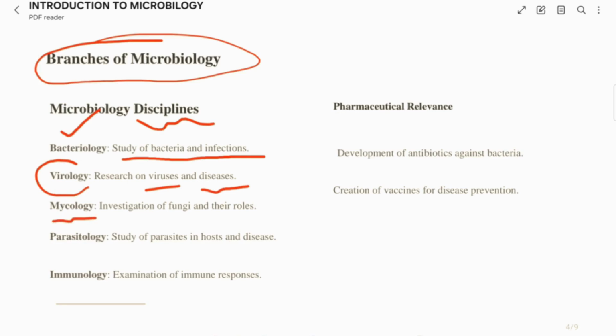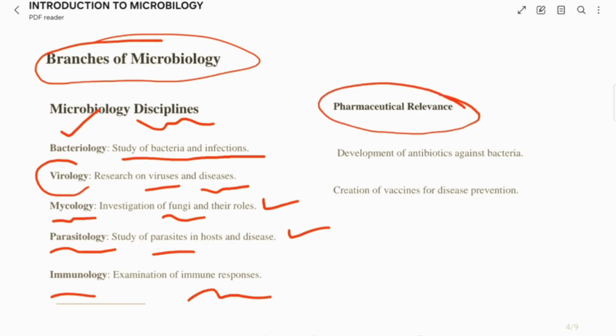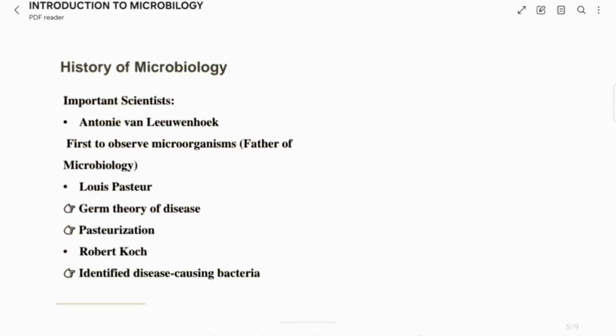Then mycology, the investigation of fungi and their roles. Mycology mainly deals with the study of fungi. Then parasitology, which mainly deals with the study of parasites in hosts and diseases. Then immunology, which mainly examines the immune responses. Then in the pharmaceutical relevance part, why we require microbiological study: to develop antibiotics against bacteria and to create vaccines for particular disease prevention.